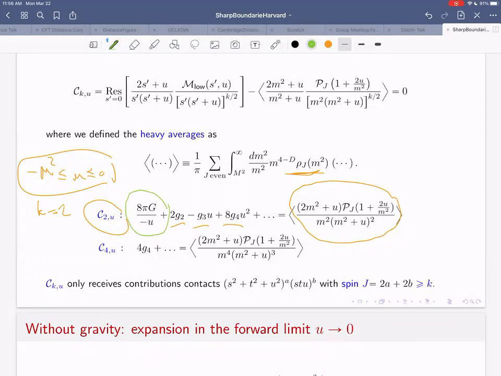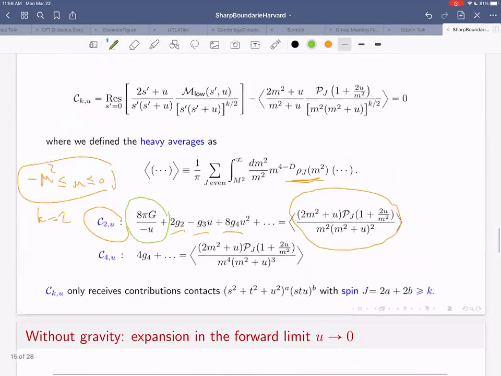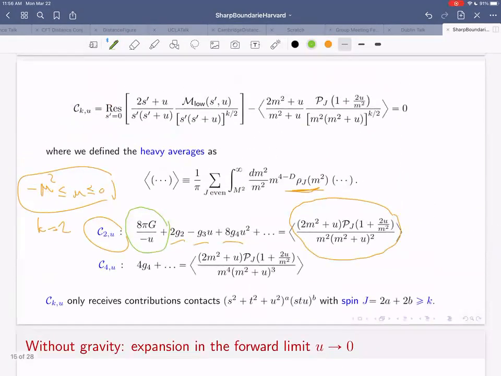Okay, so we were certainly not the first to write down this kind of sum rules, but we were the first to understand how to extract some physics from it, because what people were very confused about before is this divergence that comes from the graviton pole as u goes to 0.